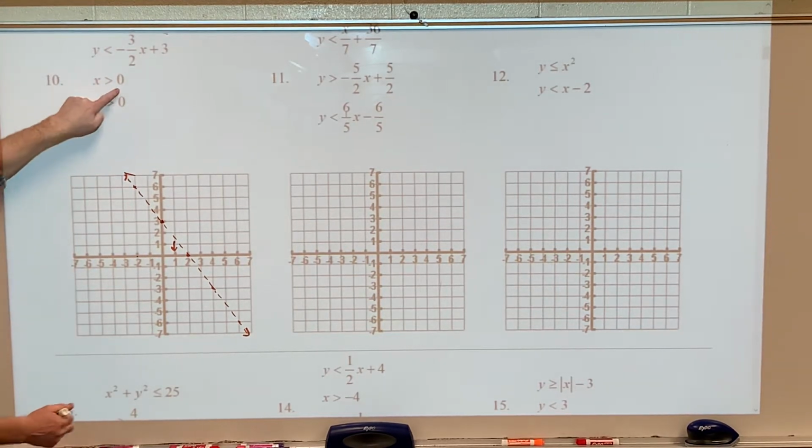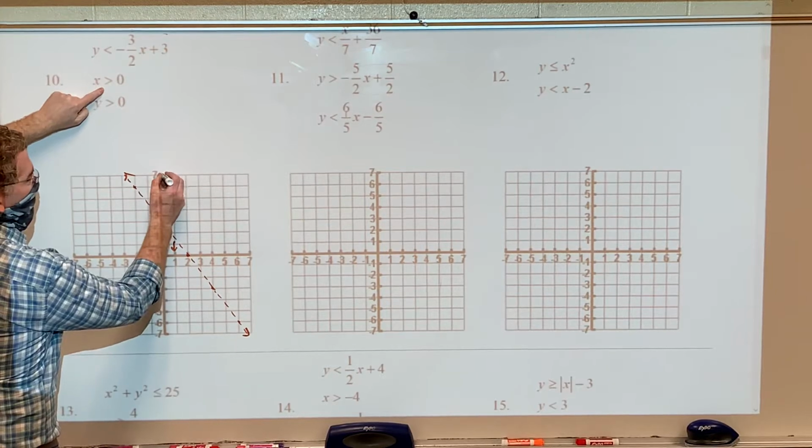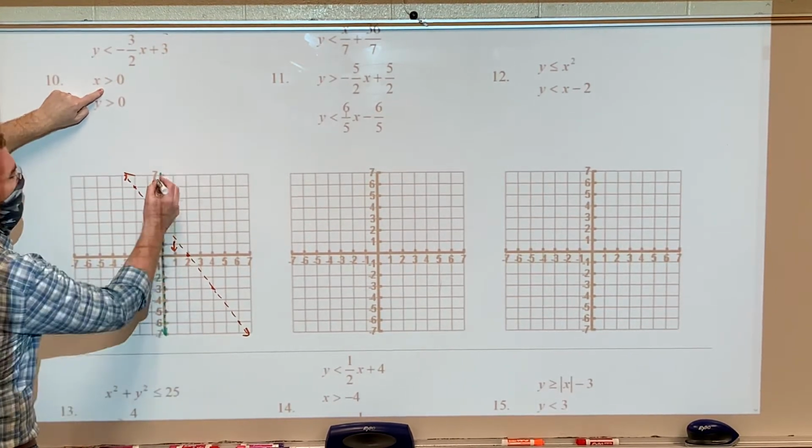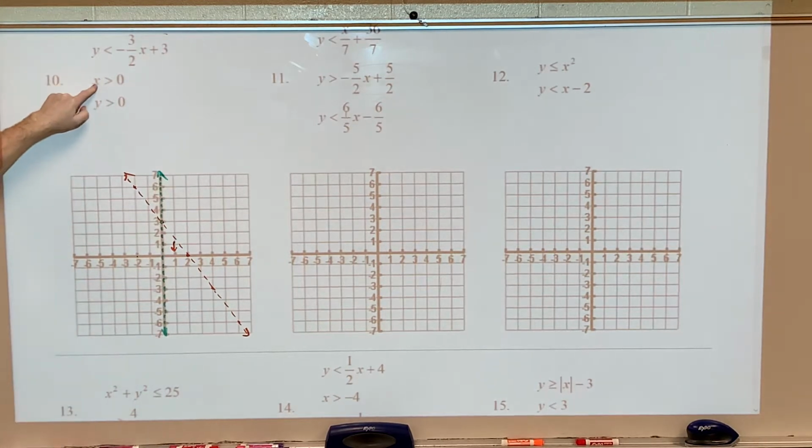Vertical line, 3, 0, not equal. So there's a vertical line, 3, 0. Now this is not a function, because it's just x, right? Vertical lines aren't functions. But it is x greater than, so where do you think you shade?